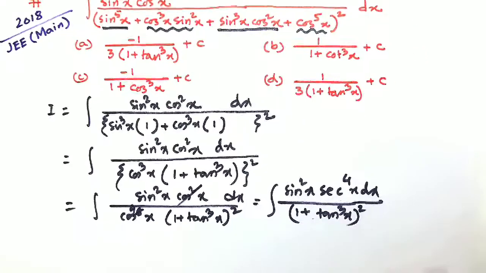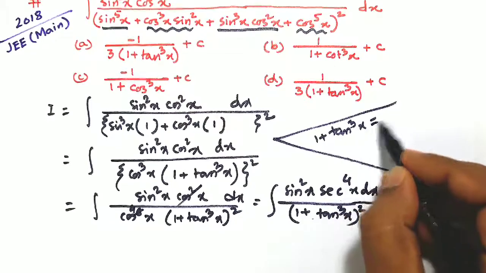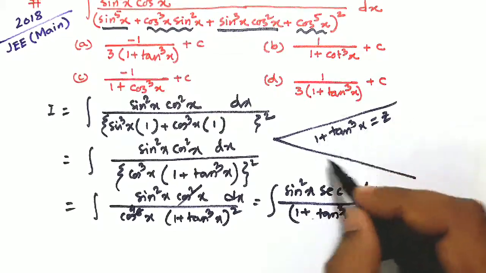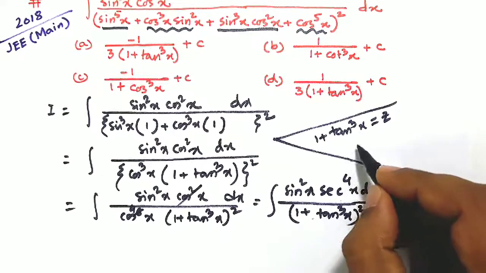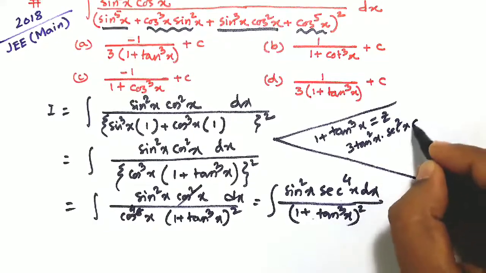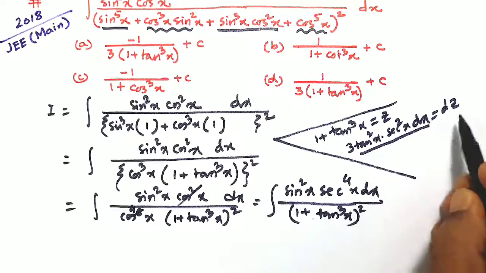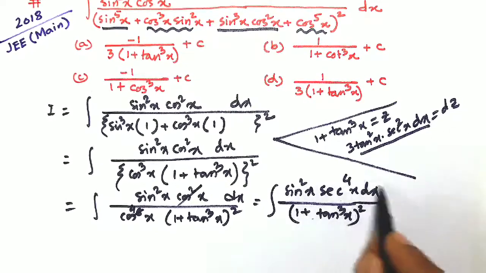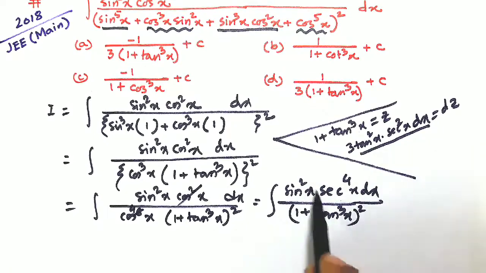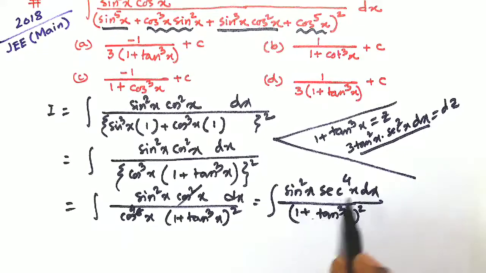Now friends, if you substitute 1 plus tan cube x as z, then what will happen? See, 1 plus tan cube x is equal to say z, then if you differentiate this one with respect to x, you will get 3 tan square x into sec square x dx is equal to dz. That means tan square x into sec square x dx is equal to dz by 3. So this is in the numerator. But how? Because you know that sin square x into sec square x is equal to tan square x, and remaining sec square x will be kept here.